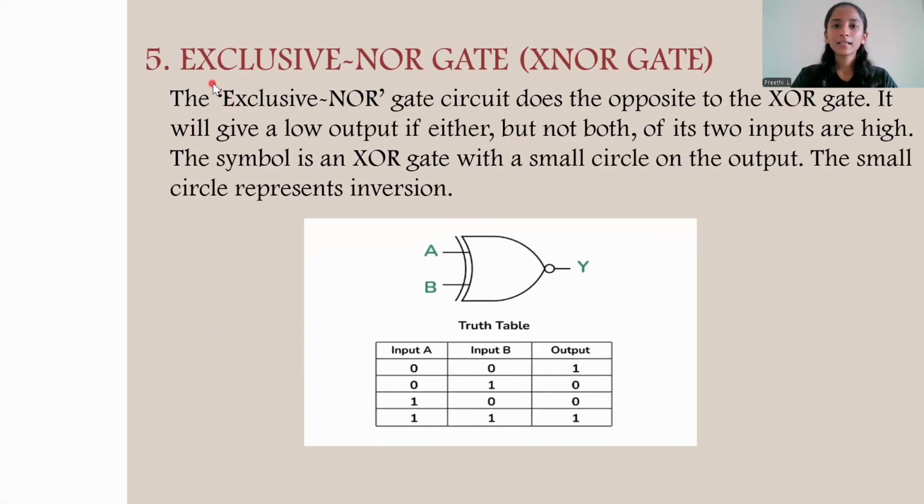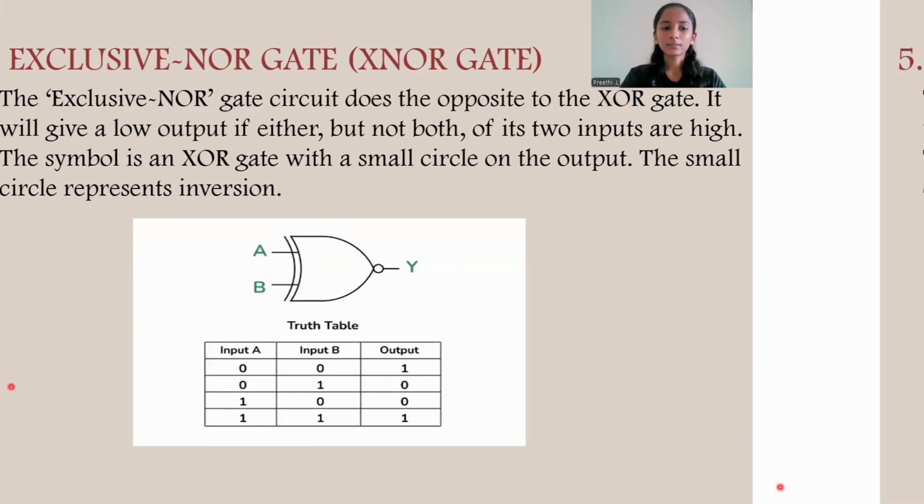And the next gate is exclusive NOR gate or XNOR gate. The exclusive NOR gate circuit does the opposite to the XOR gate. It will give a low output if either but not both of its two inputs are high. The symbol is an XOR gate with a small circle on the output. The small circle represents the inversion. So this is the logical symbol and the truth table of XNOR gate.